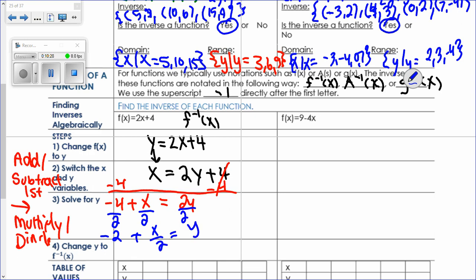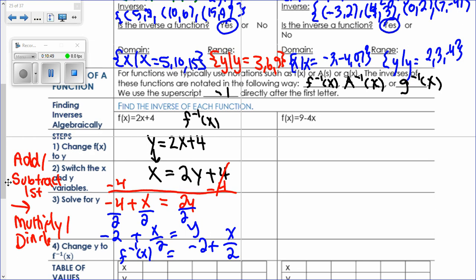Now, it says change y to f to the negative 1 sub x. So you just rewrite it. F to the negative 1 sub x. I know it's turned around. We're just going to flip it. Equals negative 2 plus x over 2.